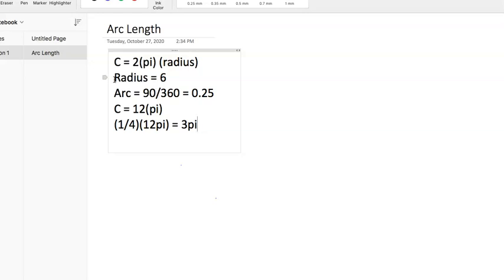Hopefully everything there made sense. Going back through it, we needed to know that circumference equals 2 pi r. Anytime you see arc length, just think circumference of a circle. They're going to give you a radius and an arc, and then you have to be able to solve from there. When they give you the arc, you just divide it by 360. Then you solve for circumference and multiply by that number, which in this case was 1/4 or 0.25.